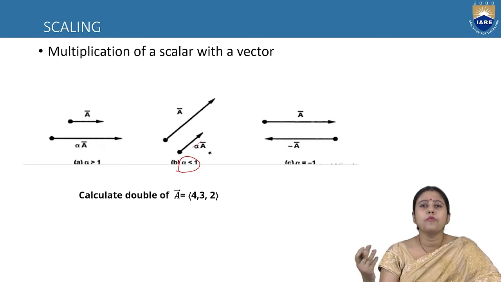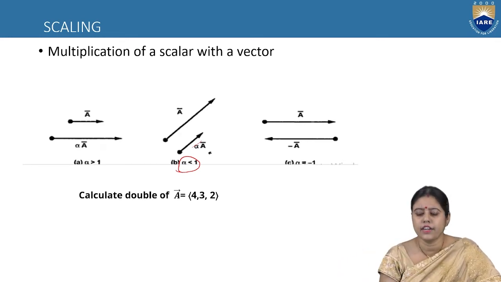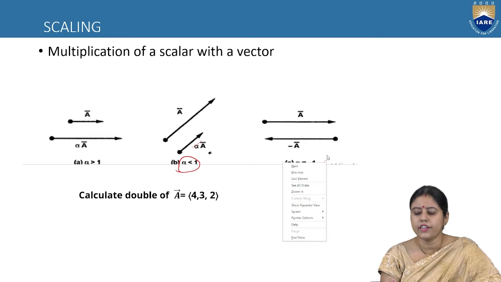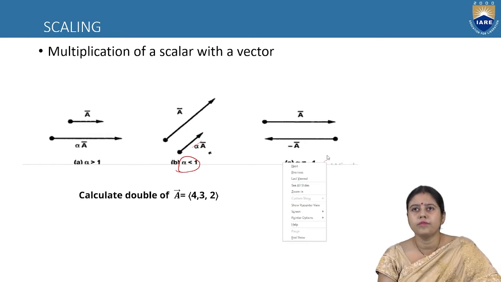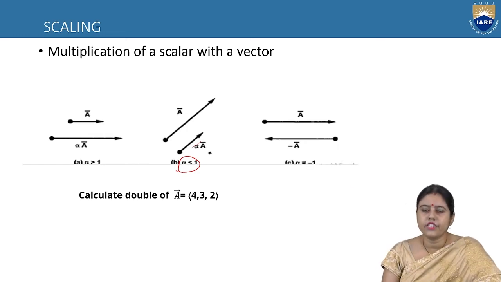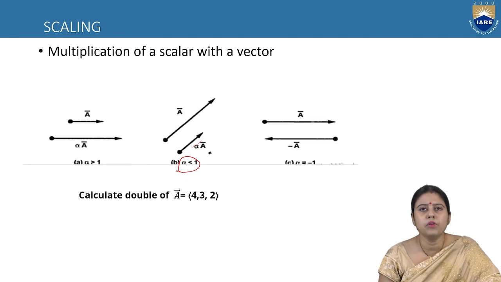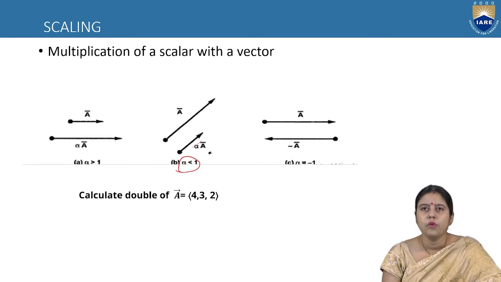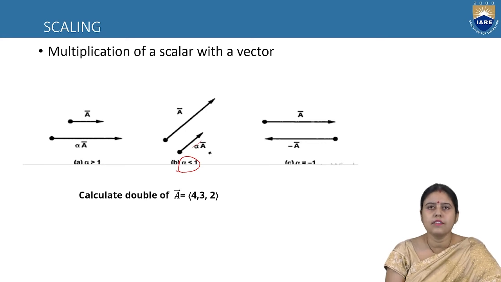Another thing is, if we want to change the direction, we can multiply with -1. Multiplication with -1 means we can change the direction. We will do one normal example.